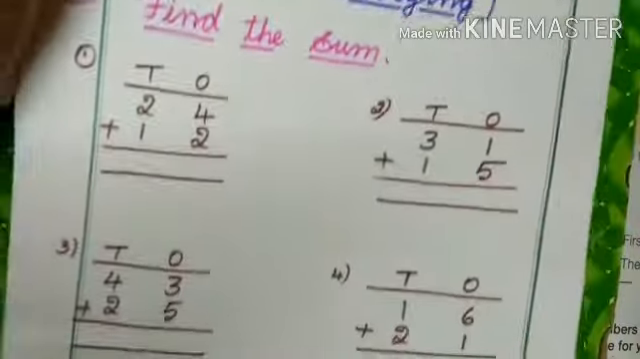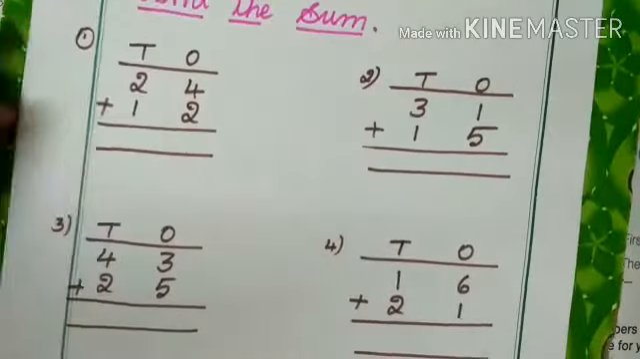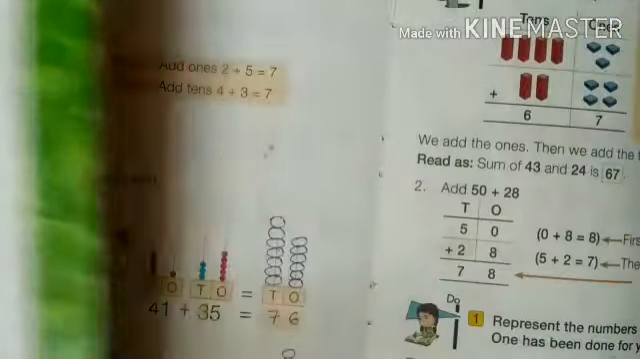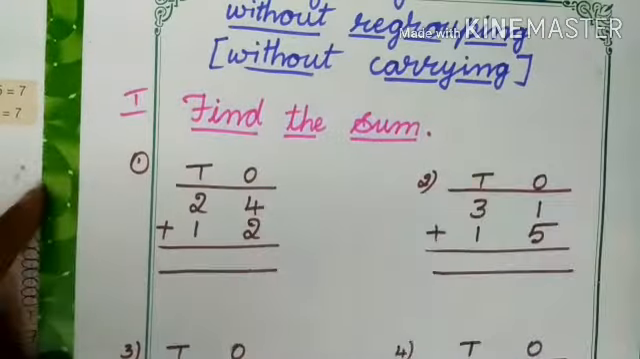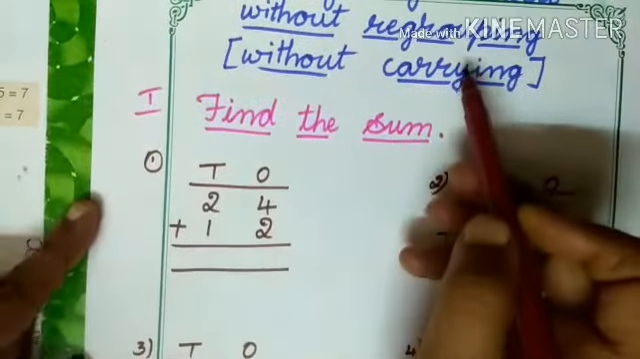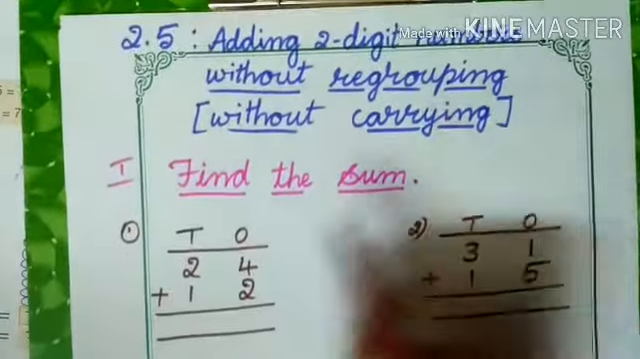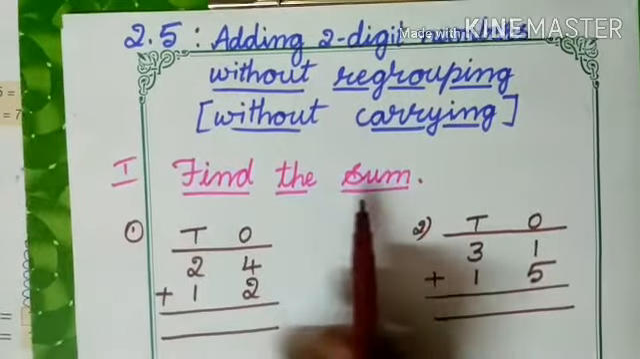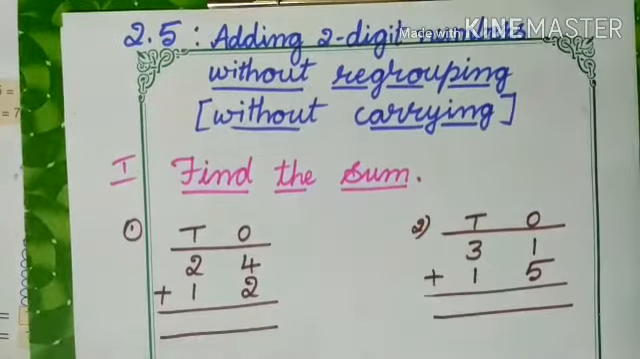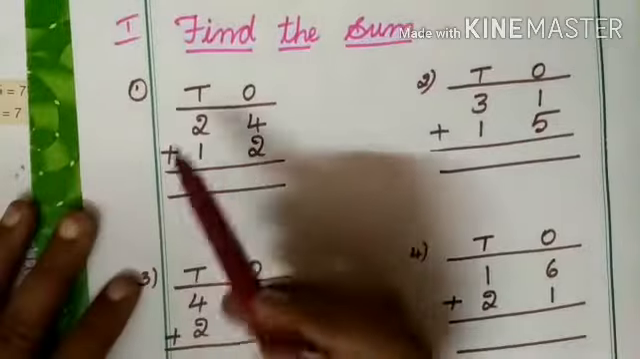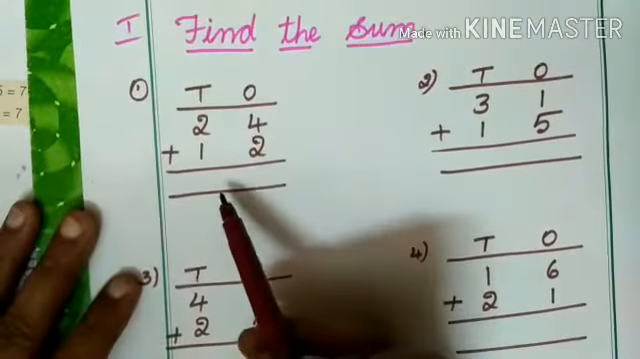Is it very easy learning the abacus method? Counting beads? Yes. Let us move to the next topic, addition. Adding 2-digit numbers without regrouping. Without regrouping means without carrying. First sum, find the sum. Here we should find out 24 plus 12.